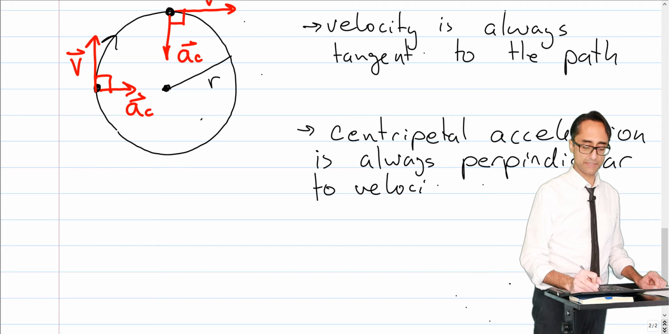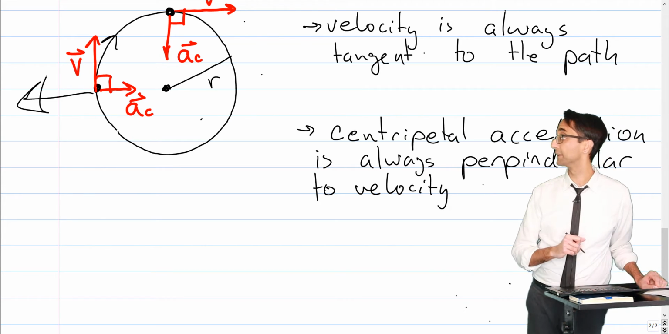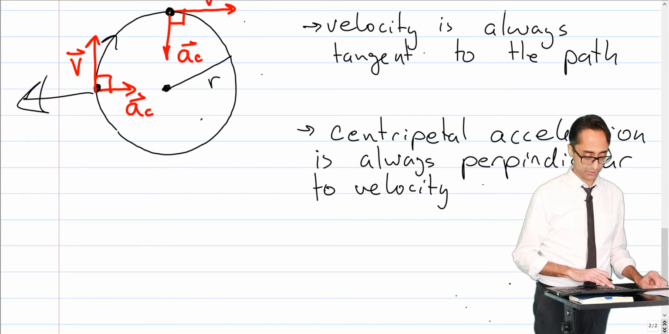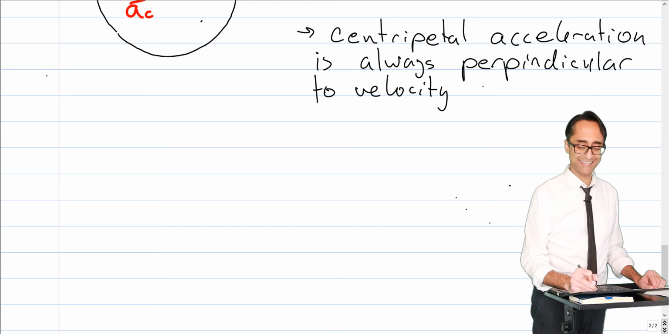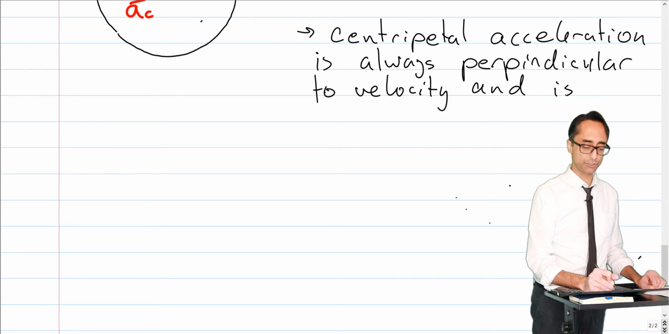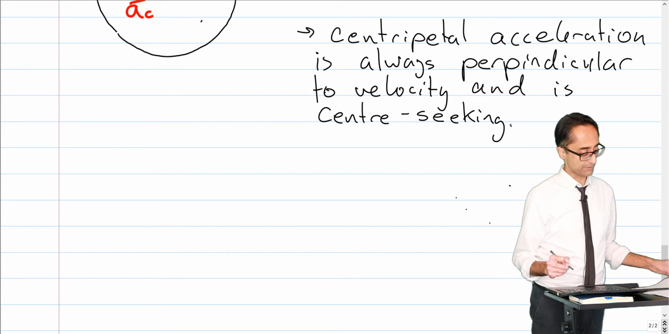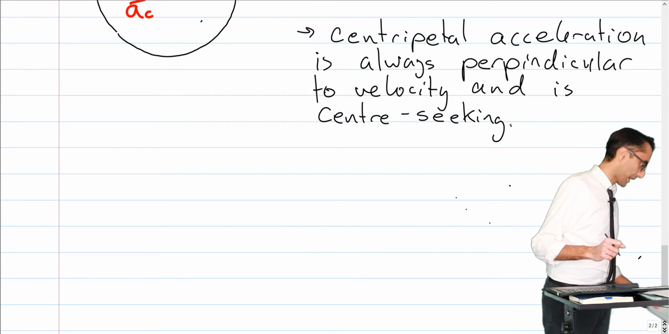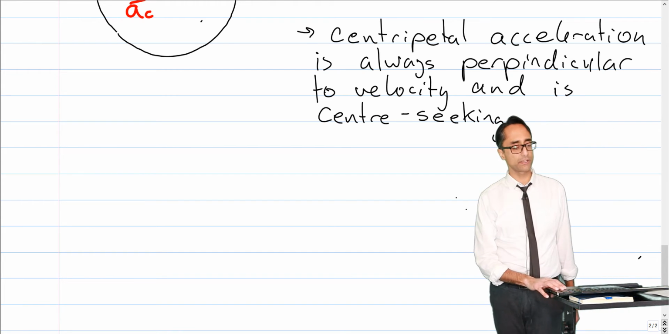Now that doesn't tell us exactly where it's going, because this line could also be perpendicular, and that is not what we're talking about. Not only is centripetal acceleration perpendicular to velocity, it is also center seeking. Like so. All right, so that gives us our description of something going in a circle.